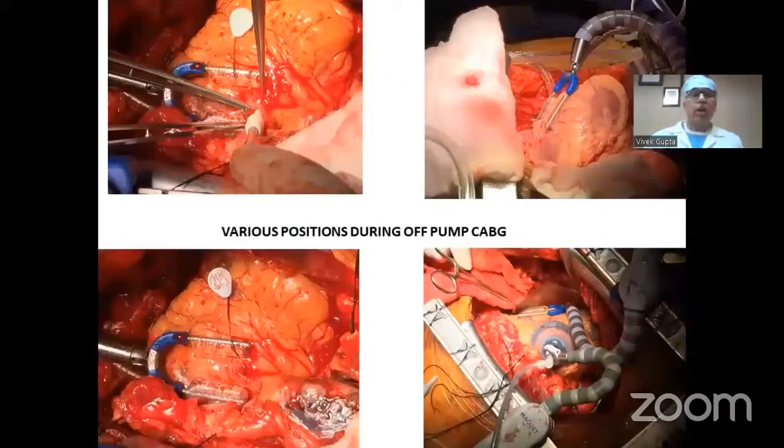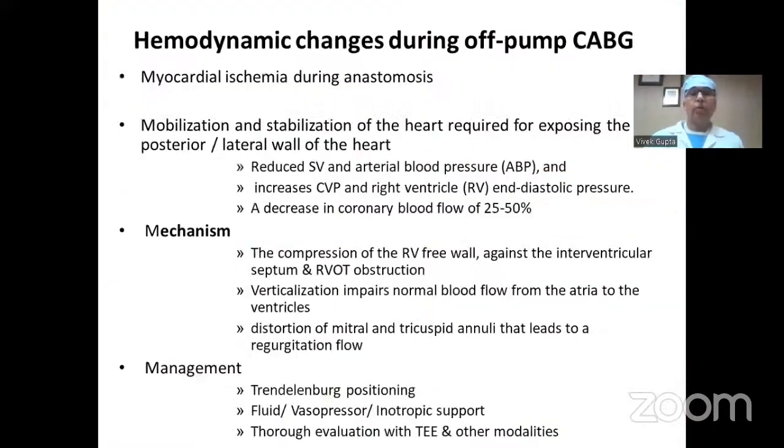These are the different positions. While grafting, you can see the stabilizers have been placed and the grafting is being performed. The different hemodynamic changes which can happen during off-pump CABG can be because of myocardial ischemia itself, or because of the stabilization and the different positions required. We are twisting the heart or elevating the heart. All these lead to compression of the RV free wall, or verticalization of the heart, so the atria have to work more to pump the blood to the ventricle, or there is a distortion of the mitral or tricuspid valve. All these lead to hemodynamic variation.